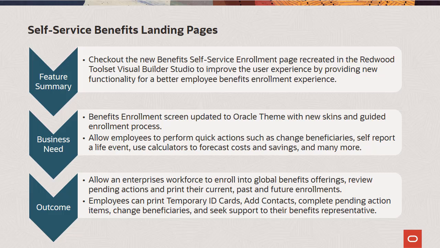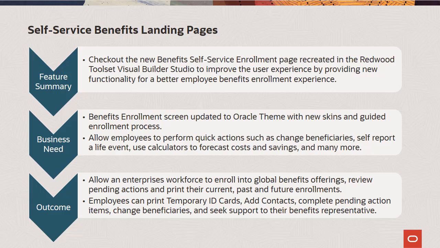The business need for the benefits enrollment screen has new updated themes and skins, and also a guided enrollment process, allowing employees to perform quick actions such as change beneficiaries, self-report a life event, use calculators to forecast cost and savings, and many more features. The outcome of this self-service benefits redesign is allowing an enterprise's workforce to enroll into global benefits offerings, review any pending actions, and print their current, past, and future enrollments.